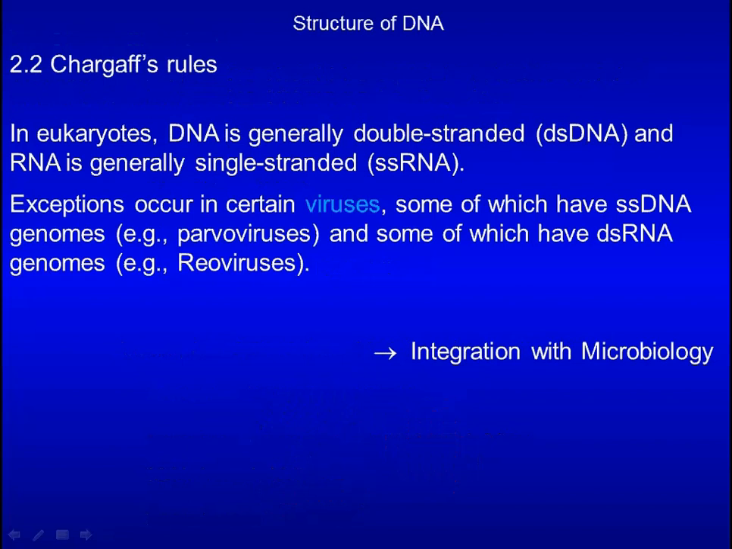In eukaryotic cells, DNA is generally double-stranded, and RNA is generally single-stranded. But there are exceptions. For example, the genome of parvovirus is single-stranded DNA, and the genome of reovirus is double-stranded RNA. This is an example of integration with microbiology.